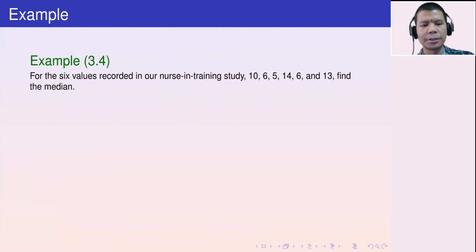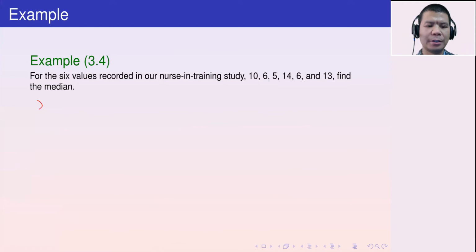Now, consider this example. Again, it is the nursing training study. We have all these data sets, and we want to find the median. So how do we find the median? We follow the steps that we introduced before. Let's see what we have.